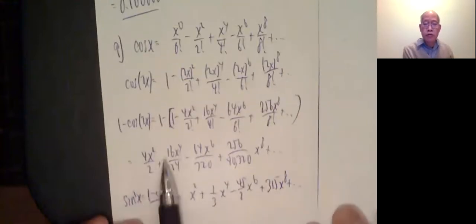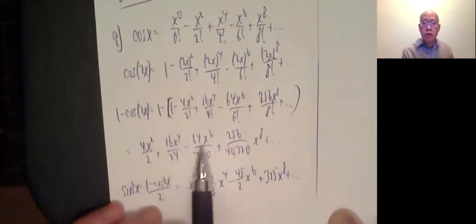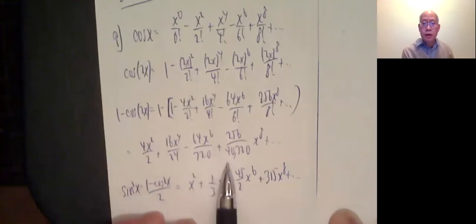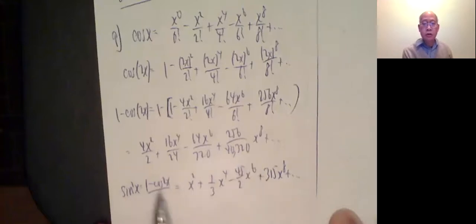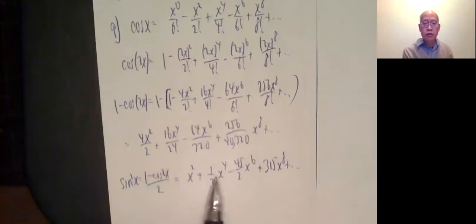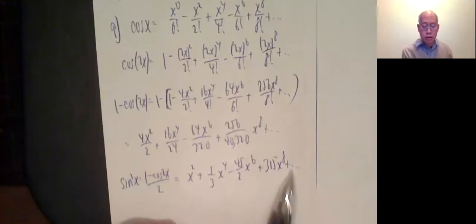So 4x squared over 2 plus 16 x to the 4th over 24 minus 64 x to the 6th over 720 plus 256 over 40,320 x to the 8th, and so on. Okay, and then I just divide by 2. So if I divide by 2, I get x squared plus 1/3 x to the 4th minus 45 over 2 x to the 6th plus 315 x to the 8th, plus dot, dot, dot.